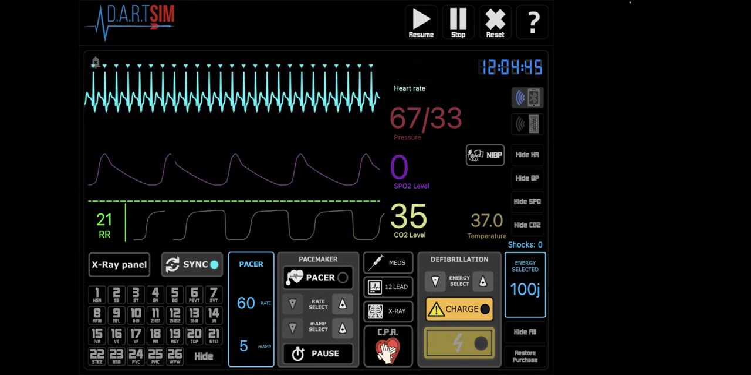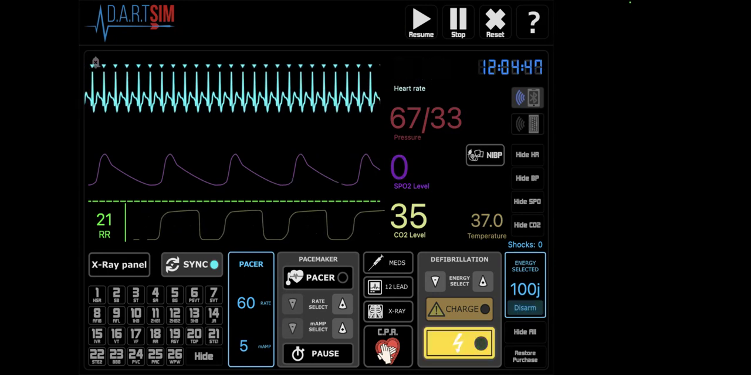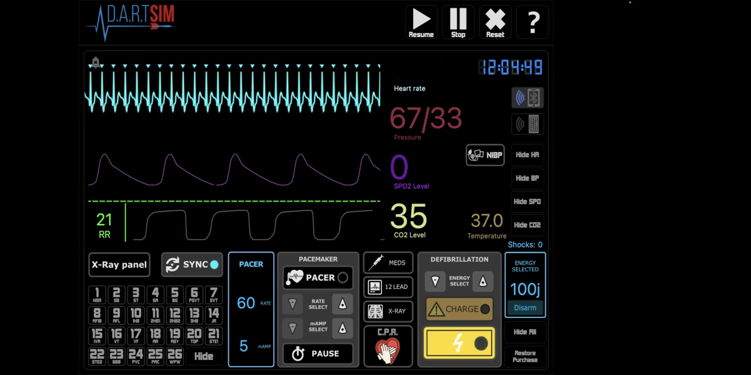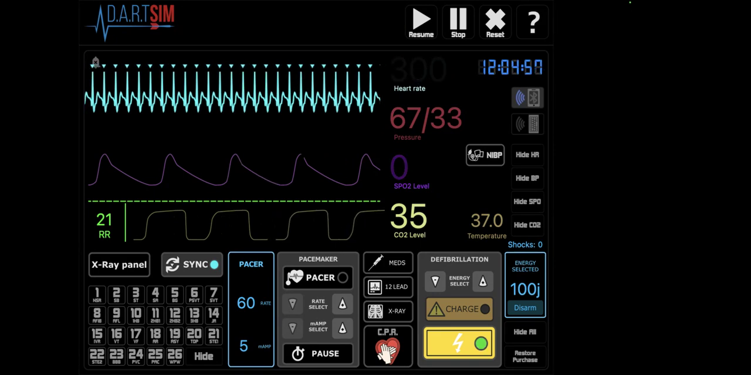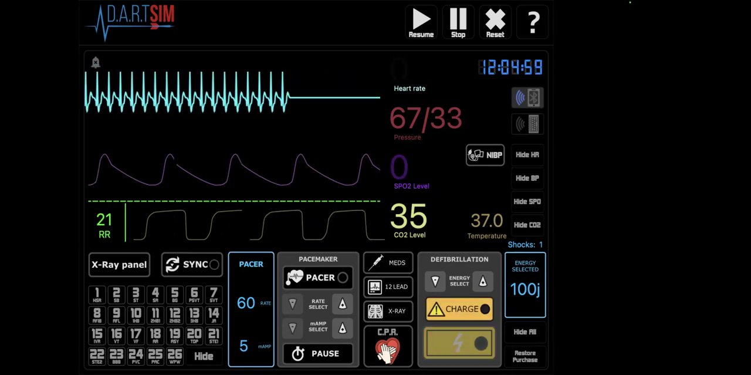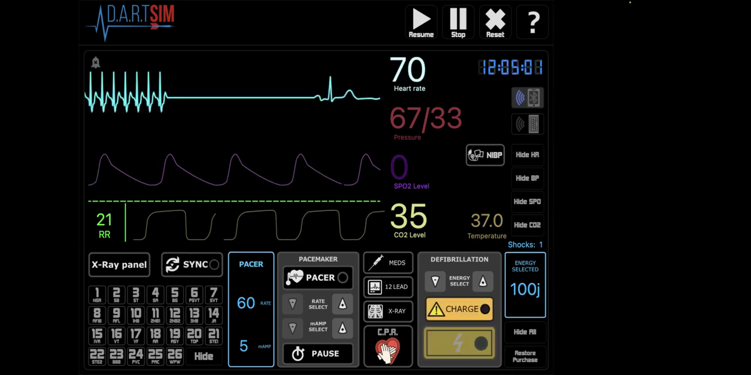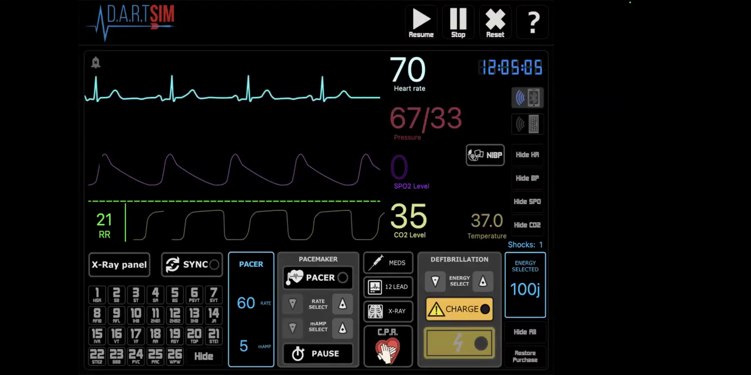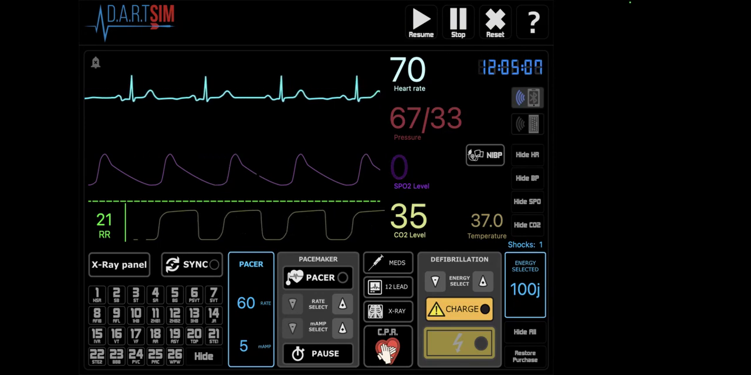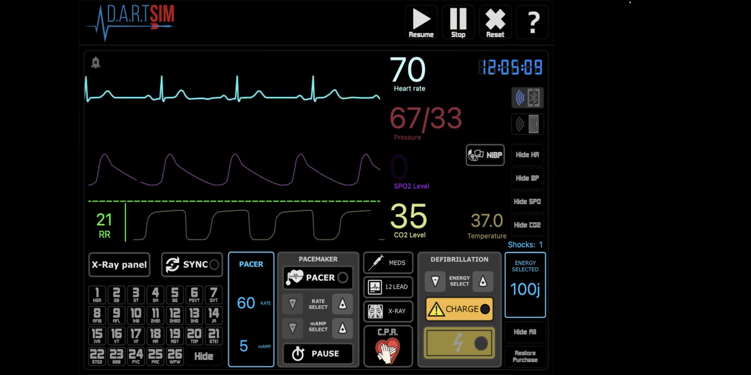So I'm going to hit the charge button and I'm going to recite, I'm clear, you're clear, we're all clear. And we are going to deliver the shock. That patient's alarm has quieted down. We have a different rhythm.